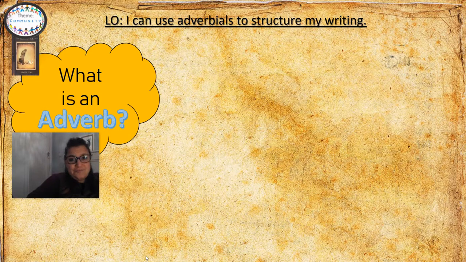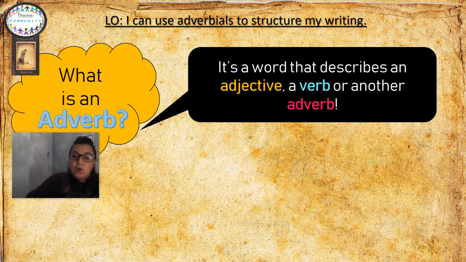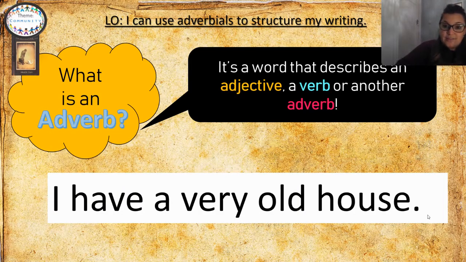But what is an adverb? Stop the video now so you can have some time to think. Can you remember what one is? Welcome back. An adverb is a word that describes an adjective, a verb, or another adverb. That's quite a lot. Let's have a look at this in action.